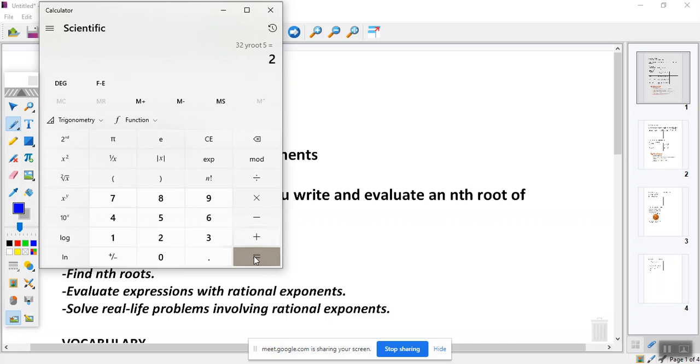Where are my iPhone calculator people at? You guys are all good with that? Okay. Alexis, did you get it on yours? Okay. Sam's good. Gage, you're good? Okay. All right, well, let's roll. We're going to need the calculator today.